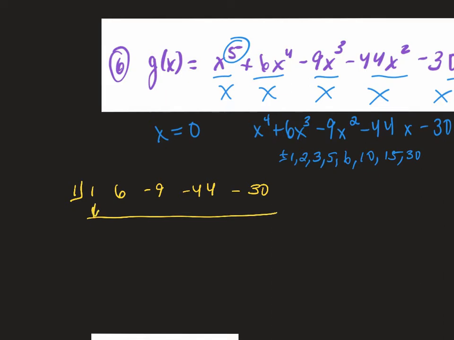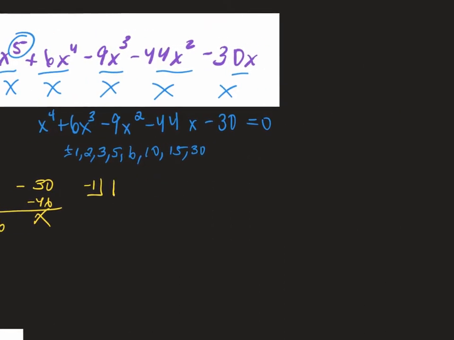So bring down 1. 1 times 1 is 1. 6 plus 1 is 7. 7 times 1 is 7. Negative 9 and 7 is negative 2. Negative 2 and 1 is negative 2. Negative 44 and negative 2 is negative 46. Negative 46 and 1 is negative 45. That's not going to give me 0. Okay, that doesn't work. Try negative 1.